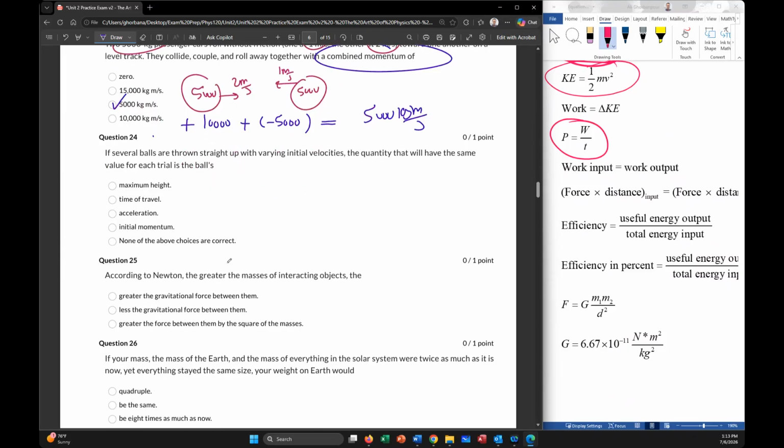Question number 24. If several balls are thrown straight up with varying initial velocity, the quantity that will have the same value for each trial is the ball's maximum height, the time of travel, or acceleration. Okay, again, this is the third time we are having the same problem. What is the same? Always, it doesn't matter. You drop the ball, you throw the ball, same size, different size. So acceleration.